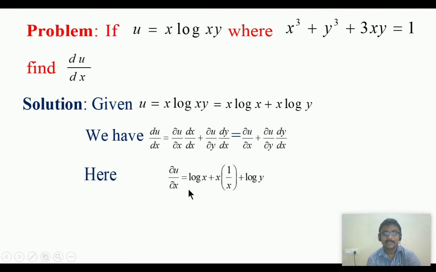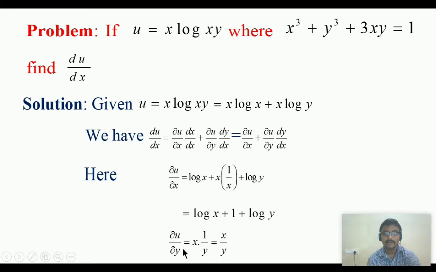Dou u by dou x is obtained by differentiating partially with respect to x. X log x is differentiated using the product rule. Log x kept constant, x derivative is 1, plus x kept constant, log x derivative is 1 by x, plus log y constant, x derivative is 1. So it is the value of dou u by dou x. Simplifying, log x gets cancelled, 1 plus log y.